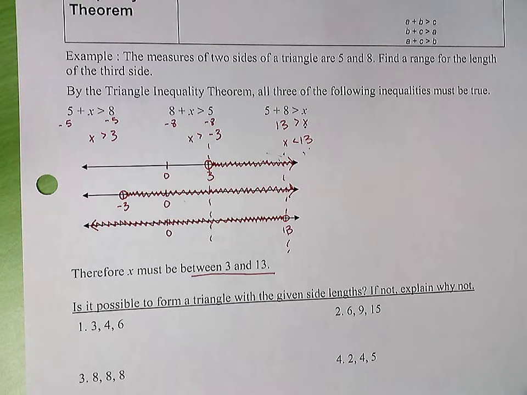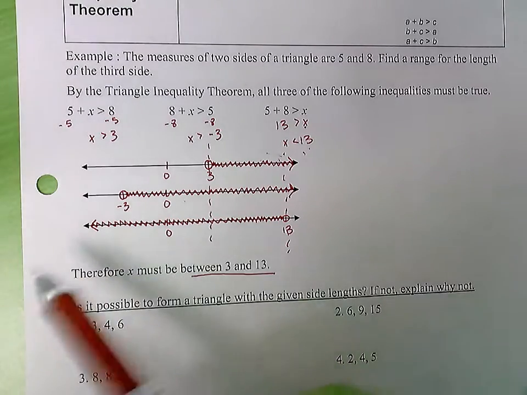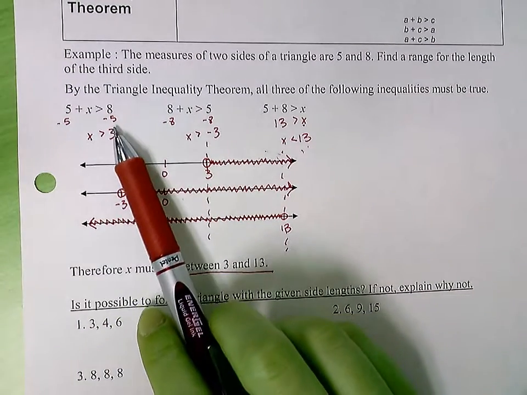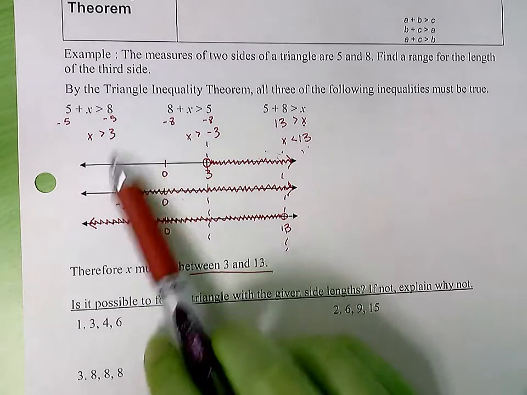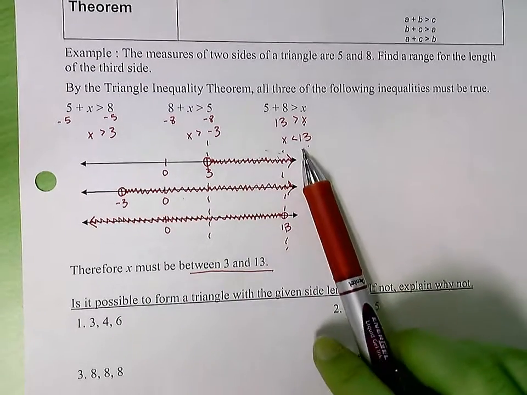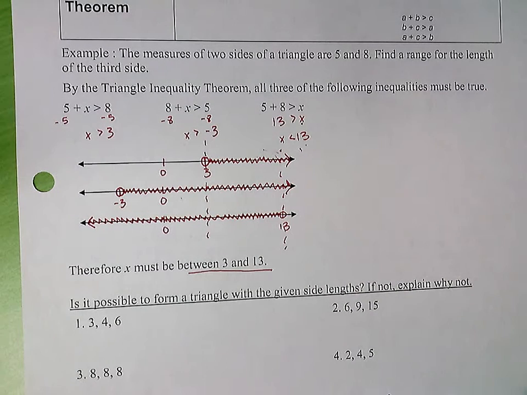Okay, so what I did to find 3 and 13, I subtracted my two sides that I knew to get 3, and I added my two sides that I knew to get 13. That's how you're going to find the range between those two sides to figure out what your third side could be. So you're going to subtract the two sides that you know to find the lower end, and add the two sides that you know to find that higher end there. Does that make sense? Kind of, we'll do some more on the back with that.